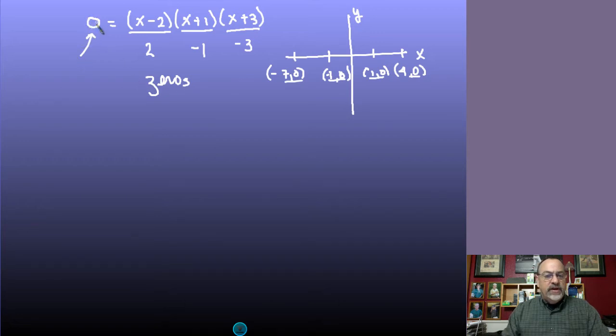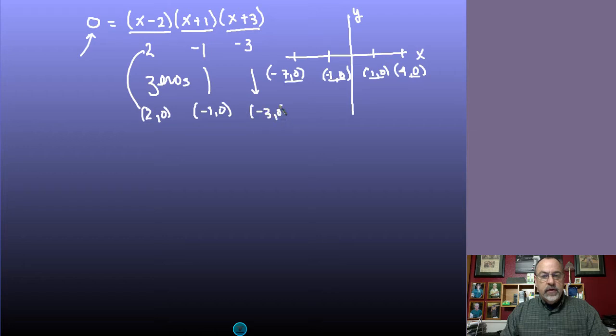So when the y value is 0, what we're actually looking for is any x value that would make this 0, which is the x coordinate where the y value is 0. So that's one reason why these are called the zeros of the function. So this gives me the coordinate 2, 0. This one gives me the coordinate negative 1, 0. And this gives me the coordinate negative 3, 0.